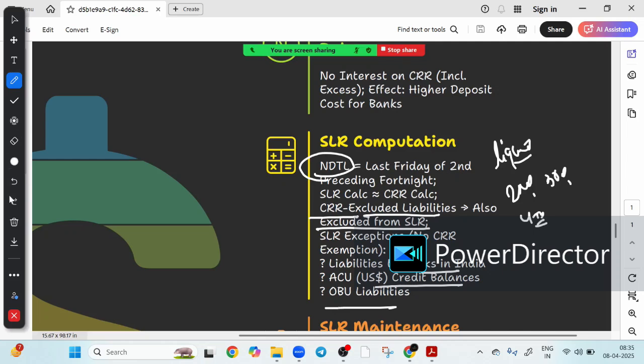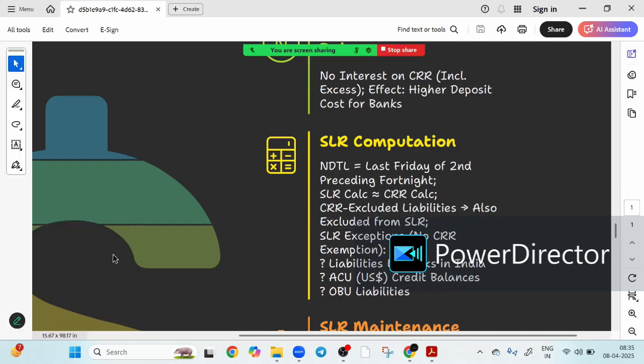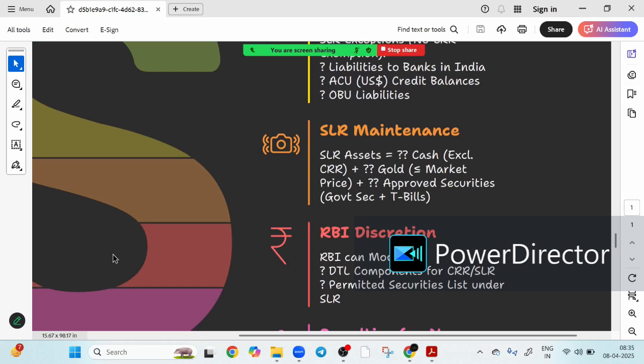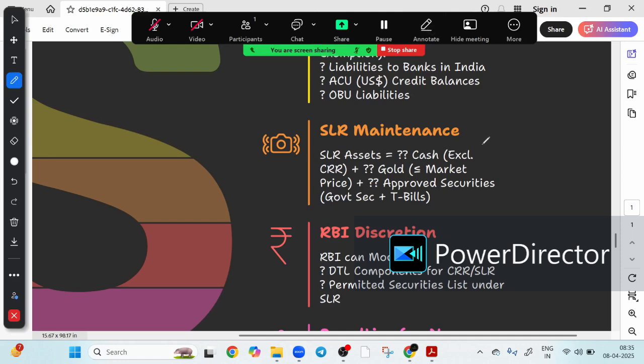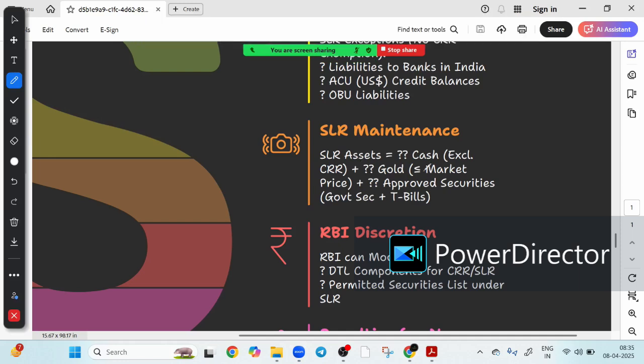If we talk about SLR, remember these are the exemptions. A question may be asked which kind of assets are exempted from SLR. So liability to the banks in India, ACU credit balance and OBU liability, overseas banking unit. Now friends, if we look at SLR maintenance, what does it mean? SLR is maintained daily, unlike CRR's fortnightly average. I told you that CRR is maintained on a fortnightly basis, but SLR is maintained daily. So banks must ensure that their eligible assets match the SLR requirement each day. Think of it like a daily health checkup for liquidity.